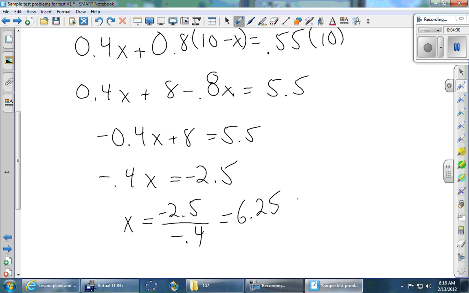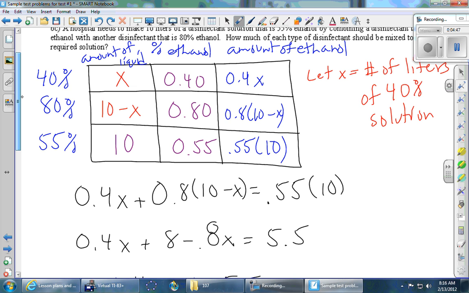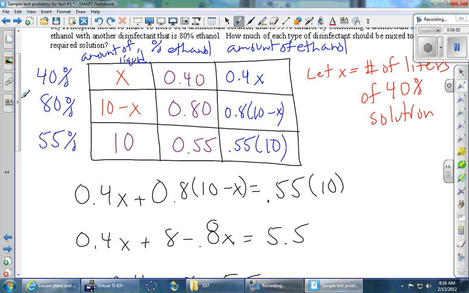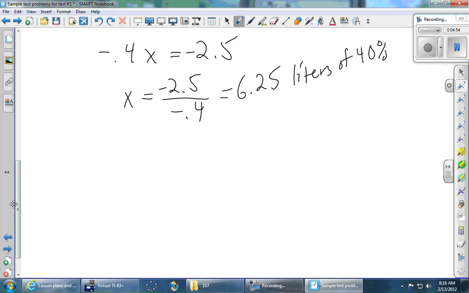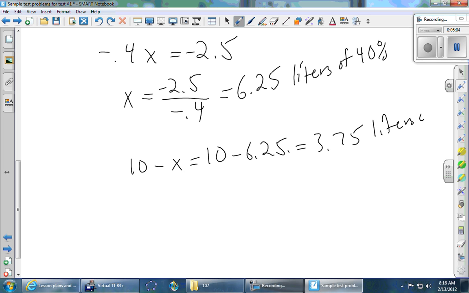So that's the number of liters of the 40% solution. And remember, we were trying to make 5 liters total. Nope, we were trying to make 10 liters total. So 10 minus x is the other thing we need to calculate. So 10 minus x is 10 minus 6.25, or 3.75. And that's how many liters of 80% solution.